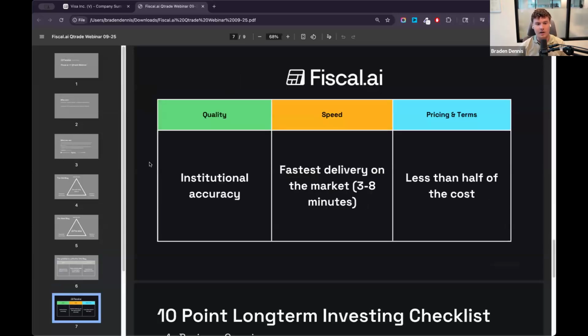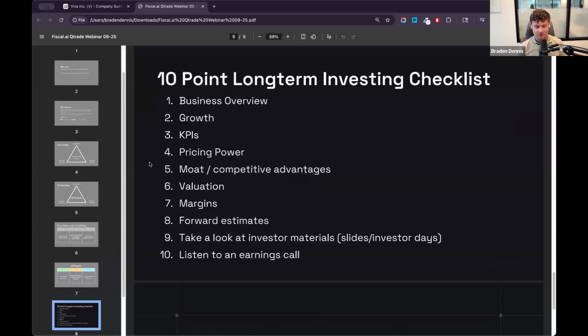And so we have this institutional accuracy, 3 to 8 minute delivery after earnings, and less than half the cost of the competitors. Sometimes one-tenth if we're talking about the most expensive tools. And so enough about that.